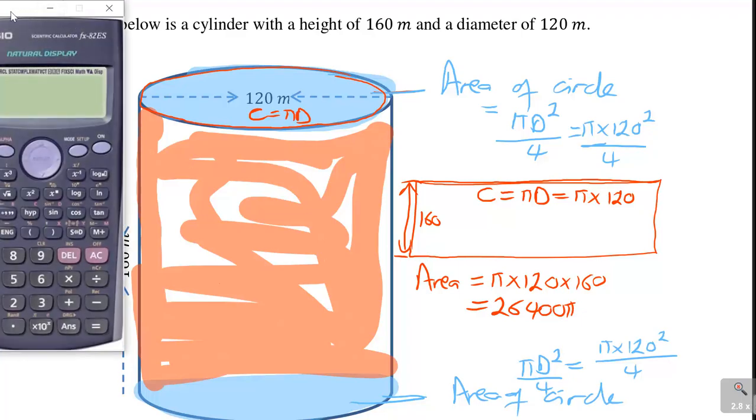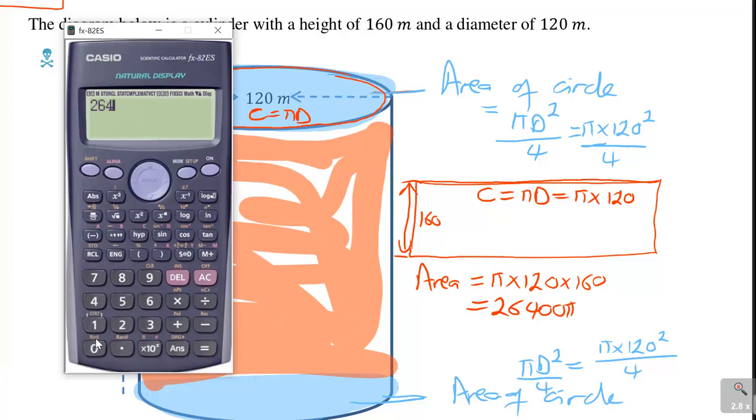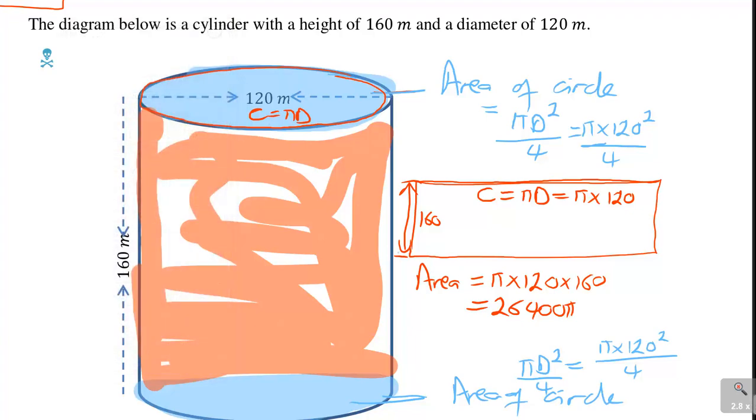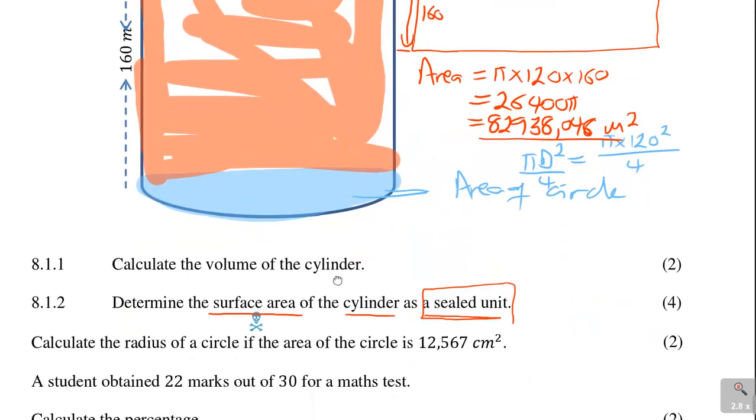But you know that you have to simplify that. You can't leave your answer in terms of pi, which is 26,400 shift pi. I was just doing it so that I can press SD, which is 82,938.046. Now they say surface area is in square meters. So that is how you find the surface area there.